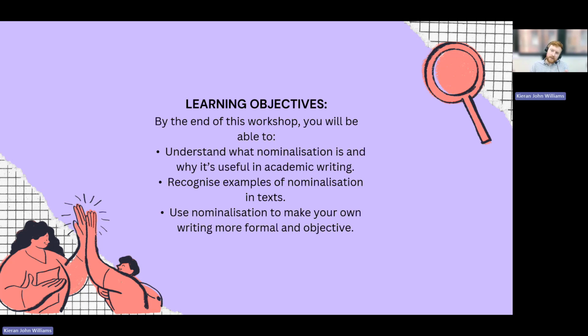So by the end of this short workshop, you should be able to do three things. First, you'll understand what nominalization is and why it's useful in academic writing. Second, you'll be able to recognize examples of nominalization when you see them in text. And third, you'll practice using nominalization yourself to make your own writing sound more formal and objective. So this won't just be theory, we'll look at some examples and some short activities along the way that should be useful for you.